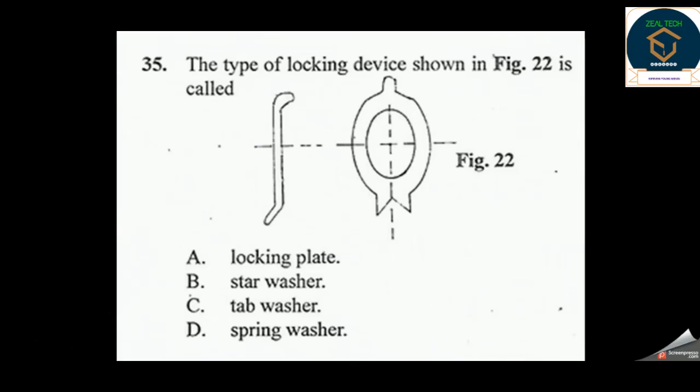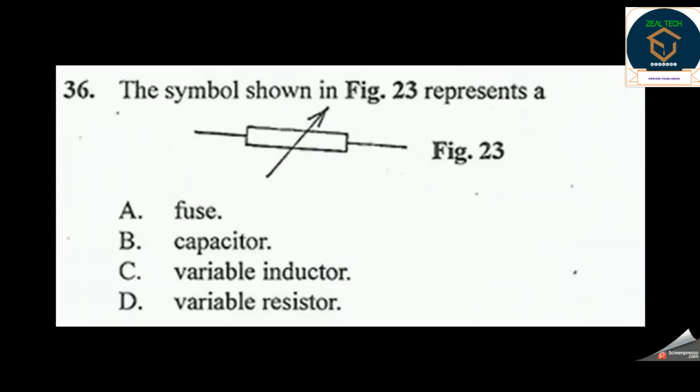Question number 36. The symbol shown in figure 22 represents a variable resistor. The answer is D. A variable resistor. The correct answer is D.